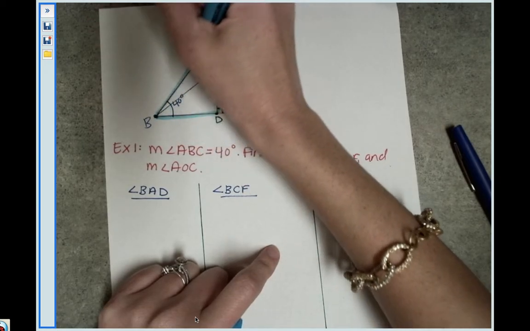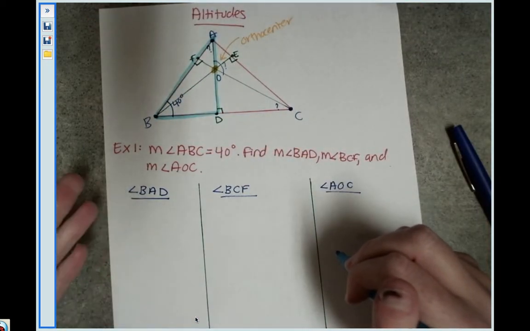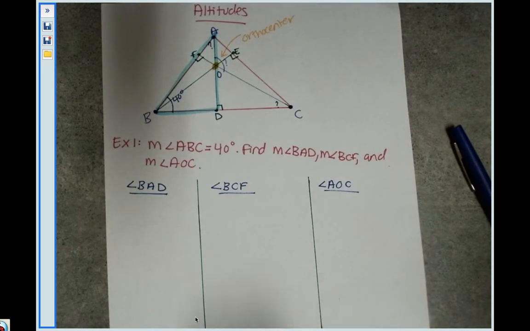And it's also the bad triangle, triangle BAD. Holy hot dog, we're finding the bad angle and the bad triangle. This is going to get messy, you guys, I can already tell.